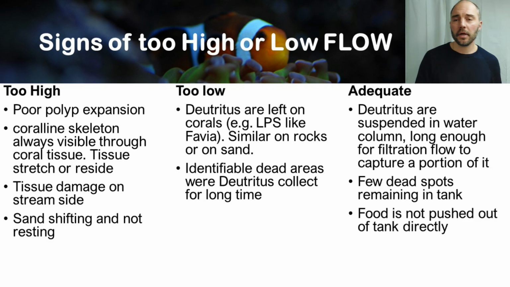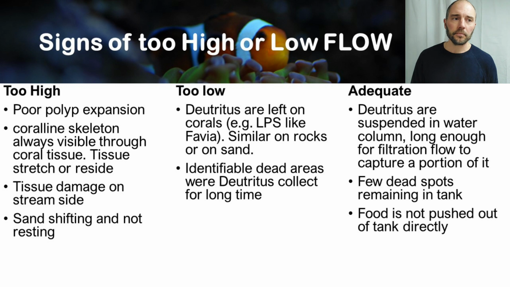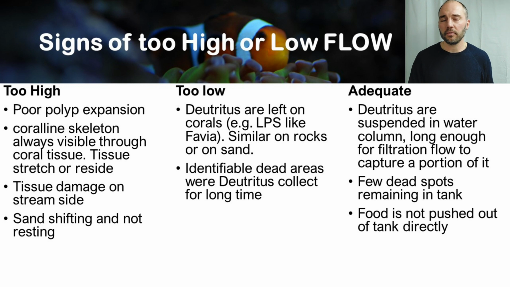Okay, and then finally, how do you know what's adequate? Adequate is if you get waste or detritus, you can suspend it in the water column long enough so a significant portion of the waste is moved into the filtration chamber. It's very difficult to get all, but a significant portion of it. And you have only a few dead spots left in your aquarium because you will not get rid of all. Finally, food is not pushed out directly of the tank, because you want to avoid that as well.